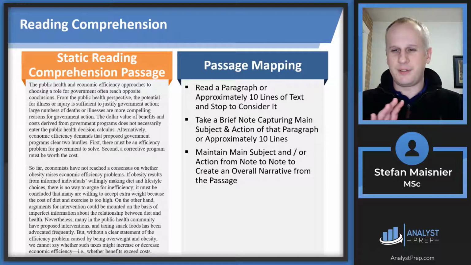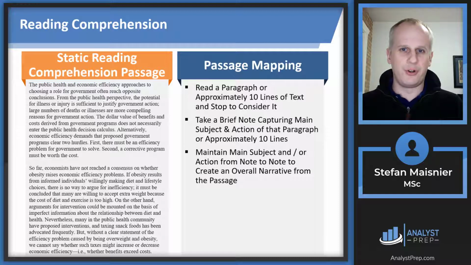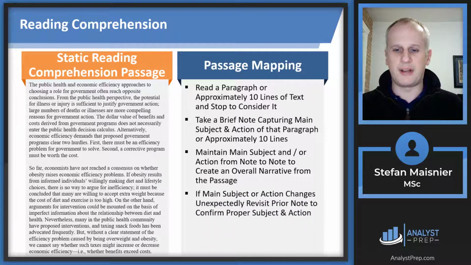Then you want to attempt to maintain your primary subject and or action from note to note that you take over the course of the passage, again, every 10 lines or approximately a paragraph, to create an overall narrative for your notes from the passage. So you're like, okay, if we're talking about item X, we've got to make sure that item X maintains throughout the passage map that you're creating.